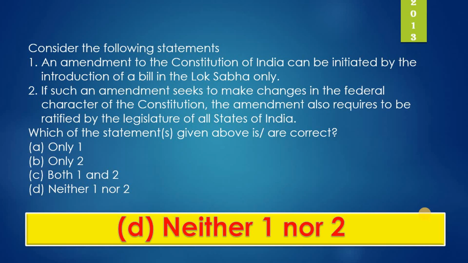None of these statements is correct, because the first statement is incorrect, as a constitutional amendment can be initiated in either house of the Parliament. The second statement is also incorrect, because if certain federal features of the Constitution are to be amended, then apart from parliamentary approval, they need to be ratified by the legislatures of half of the states. Also, we know that constitutional amendment bills do not require prior approval of the president, and they cannot be passed by a joint sitting of both houses of the Parliament. So that's why both the statements are incorrect.